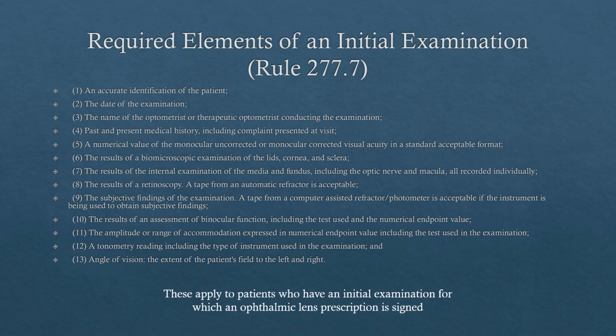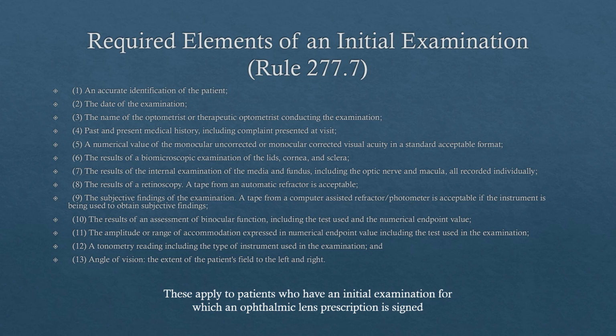Most of them are pretty straightforward and not surprising at all. I think the things that maybe trip people up are right here around number 10 and 11 and maybe even 13, where you have to do some sort of assessment of binocular function, including what test you used and the endpoint value, as well as the amplitude or range of accommodation expressed in some sort of endpoint value, as well as which test you used. It does not specify which test has to be used. You just need to assess somehow binocular function, and you need to assess somehow accommodation.